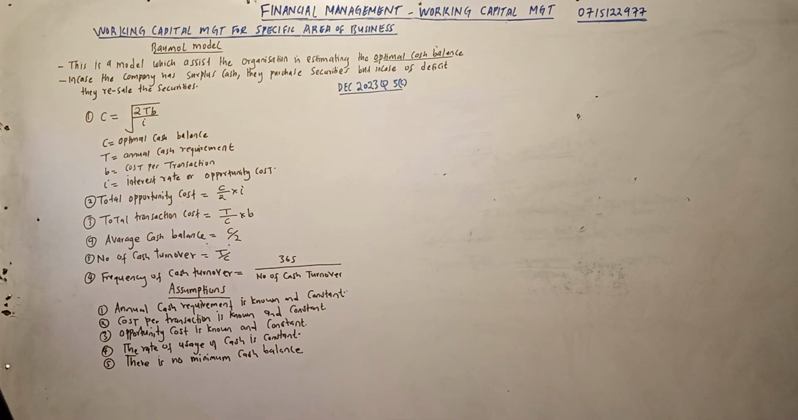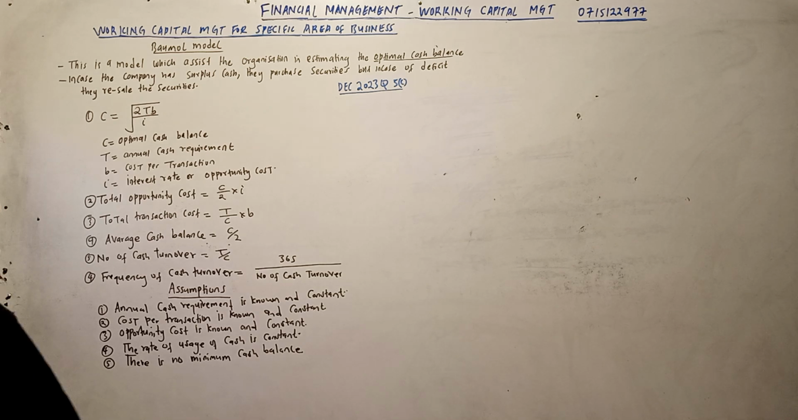So let me read the question. Marip Ltd expects to make a payment of 9 million this coming year. The firm invests in marketable securities with an annual return of 20%. That one will be our opportunity cost. The minimum cash balance is 300,000. The firm incurs a cost of 30 per transaction. Then we have 60 days in a year.